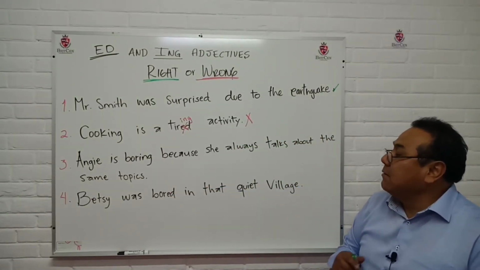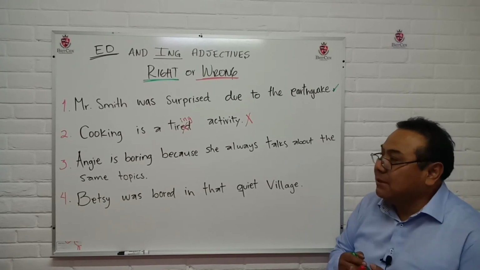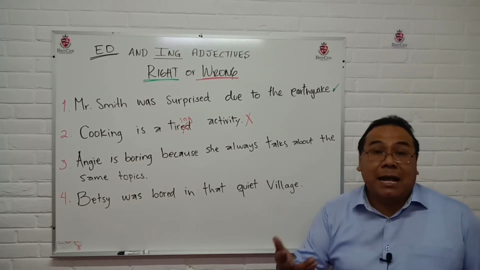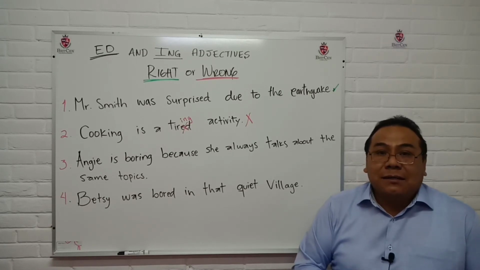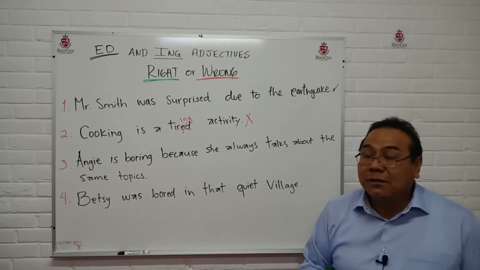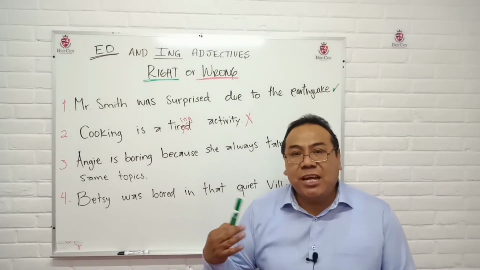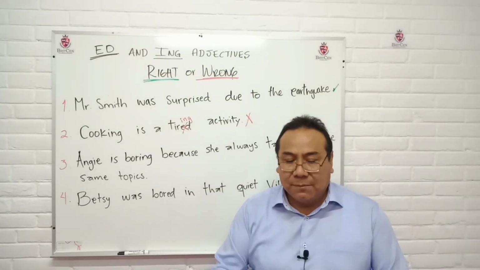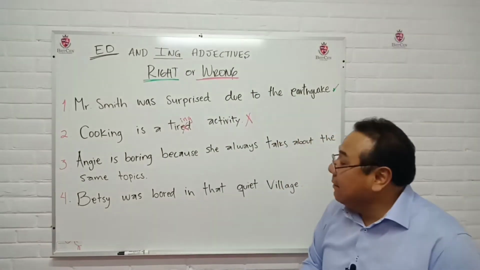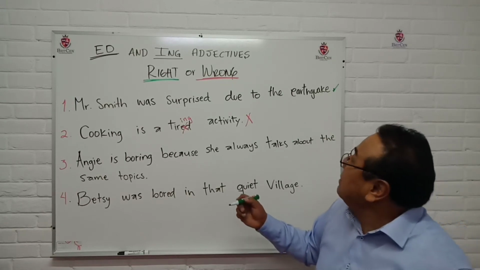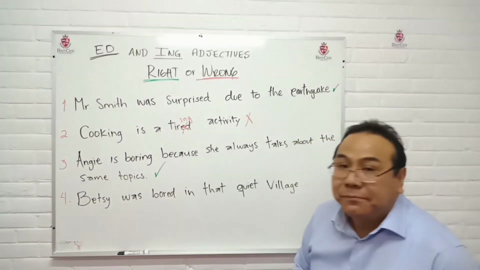Angie is boring because she always talks about the same topics. She always talks about perhaps pollution or politics, but she never changes the topics she talks about. So we are giving our opinion about Angie. So this sentence is right.